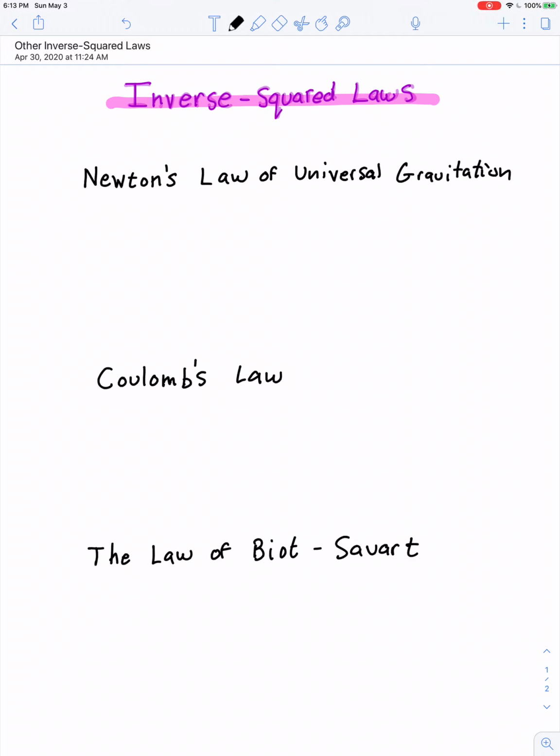As we wrap up this unit of study, I want to point out that Newton's law of universal gravitation is just one of the first of many inverse squared laws that you'll encounter in your study of physics. So Newton's law of universal gravitation, as you're well aware by now, says force of gravity can be calculated by multiplying a universal constant times the mass of one object times the mass of a second object divided by the distance between the two of them squared.